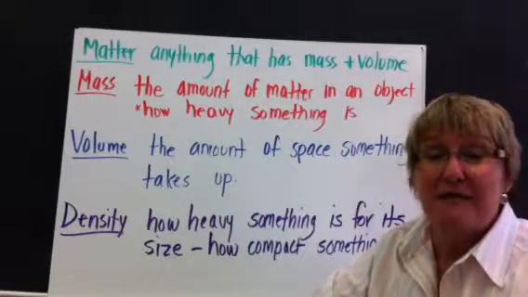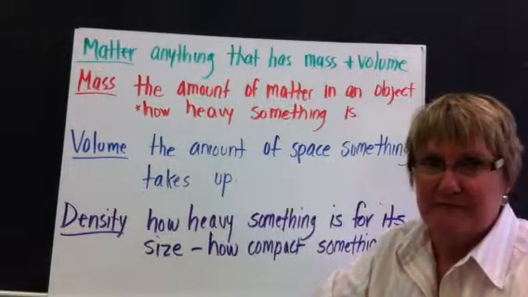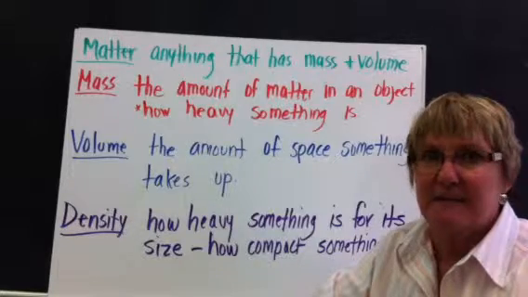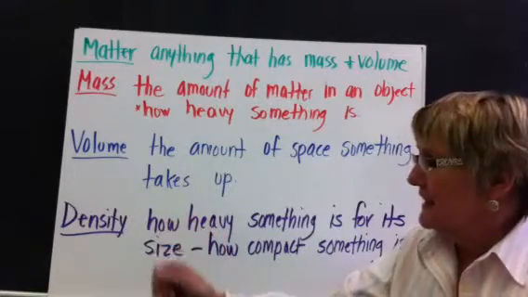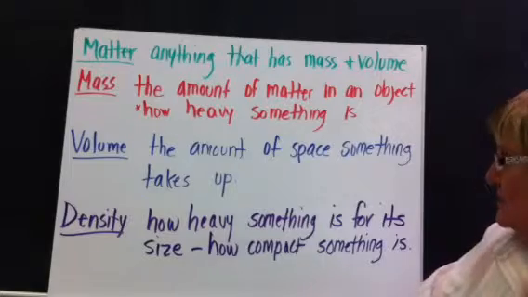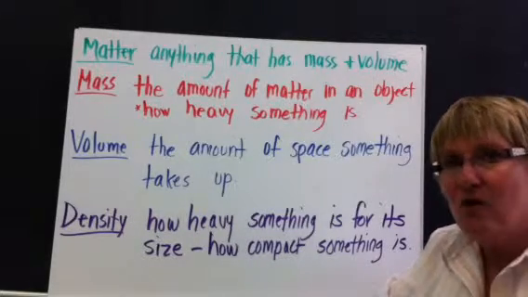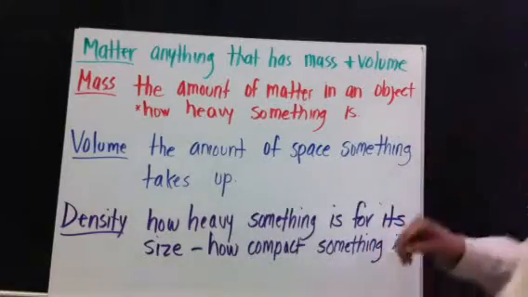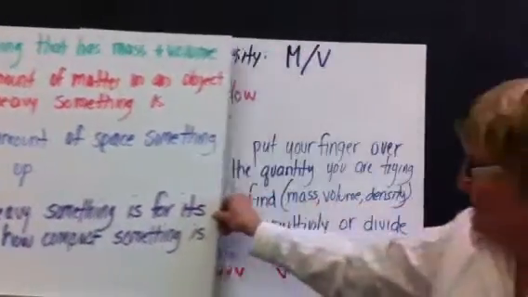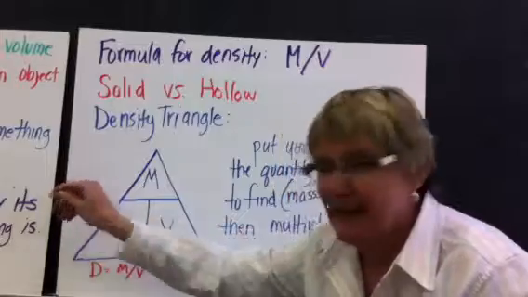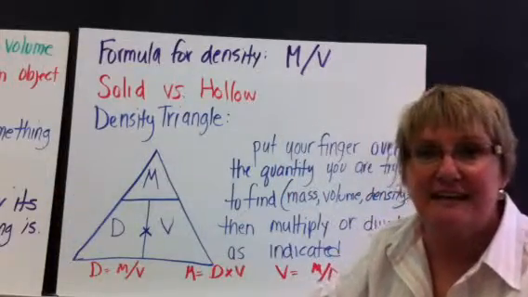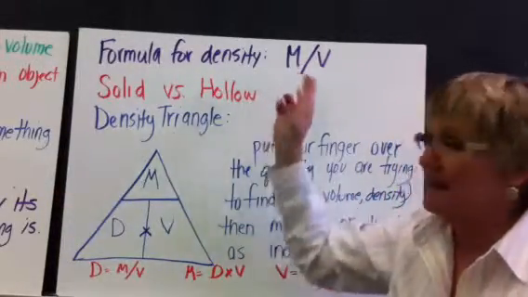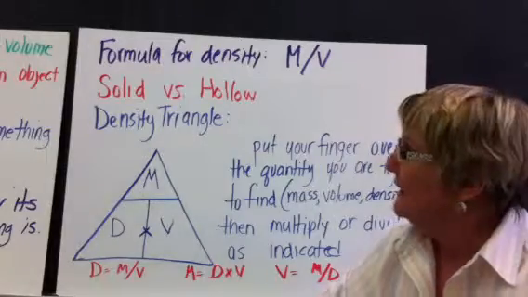Volume is the amount of space something takes up. And density is how heavy something is for its size, how compact it is. Now the formula to find the density of an object is mass divided by volume.